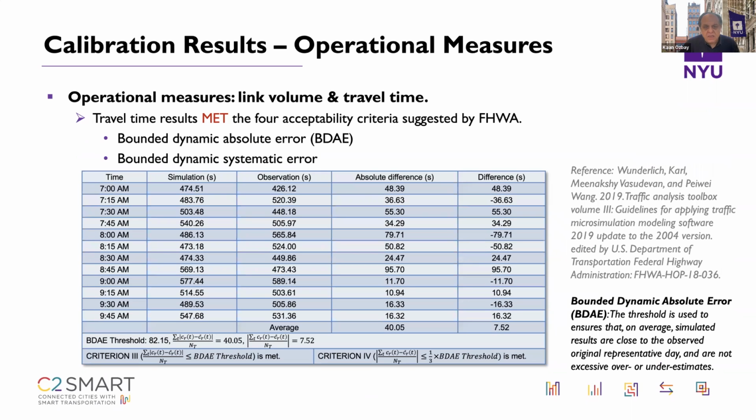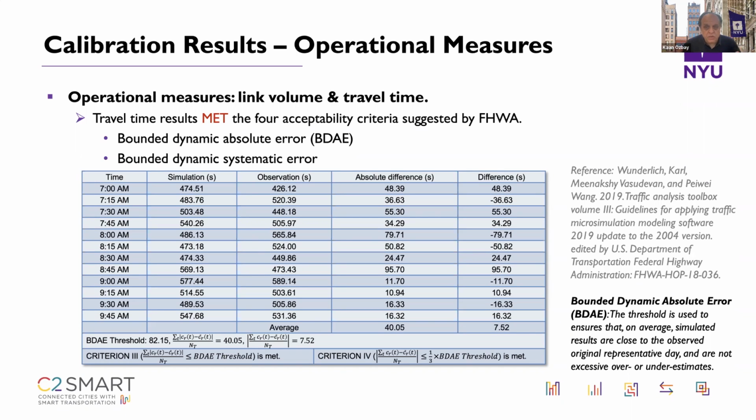Okay, as I said, there are other measures that Federal Highway suggested, like bounded dynamic absolute error and bounded dynamic systematic error. So we calculate that also for the simulated and observed data. At the bottom of this table, you see the equations that we use to calculate those, and they should be smaller than some accepted threshold. In our case, they were all smaller than the threshold. That means they were all acceptable.